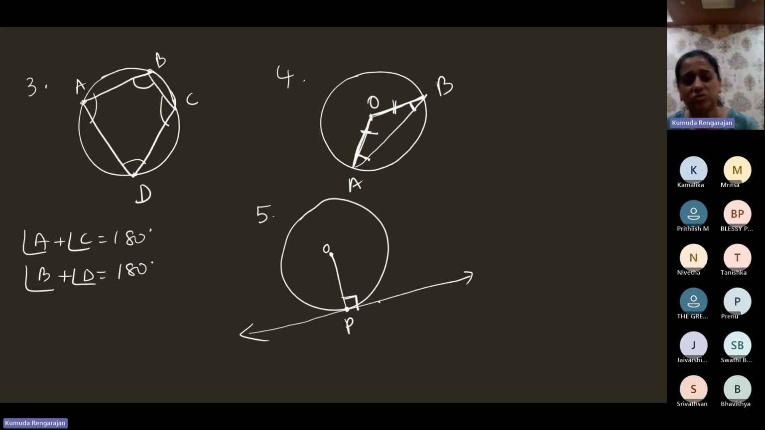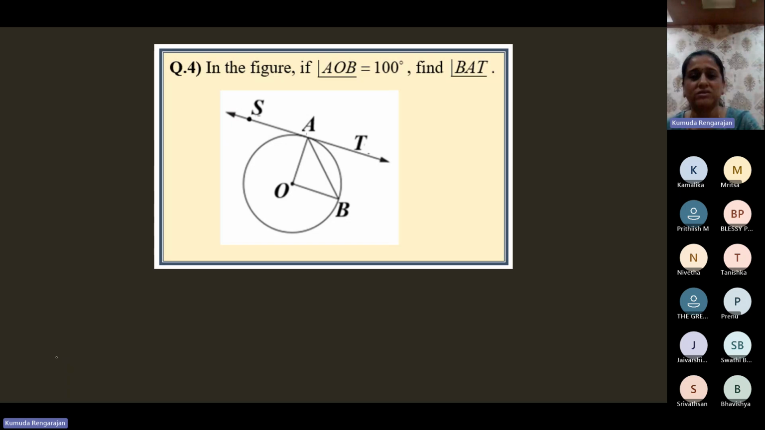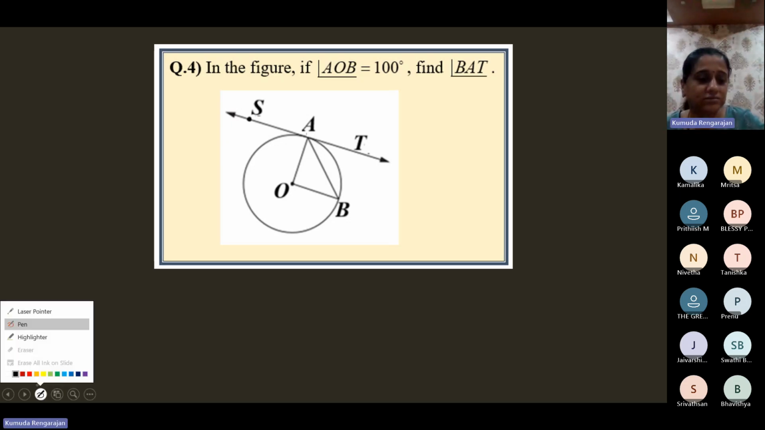Okay, I think with this we'll just get started, and if I have missed out on anything, I'll just come back and do it for you. Okay, these are quite simple, children. Okay, we'll just do this. See here.